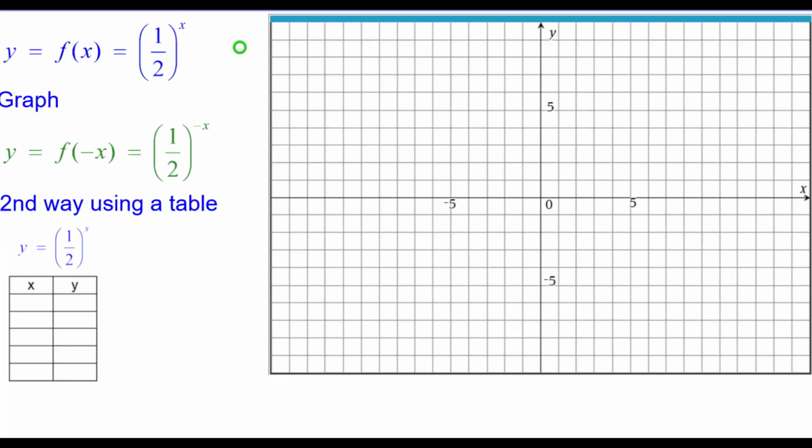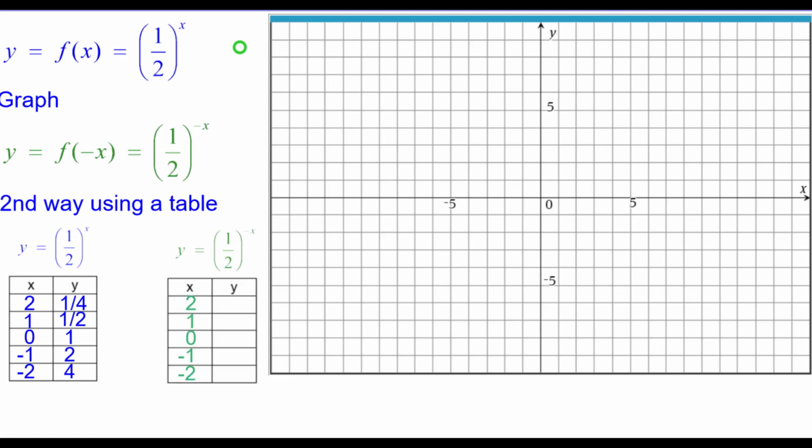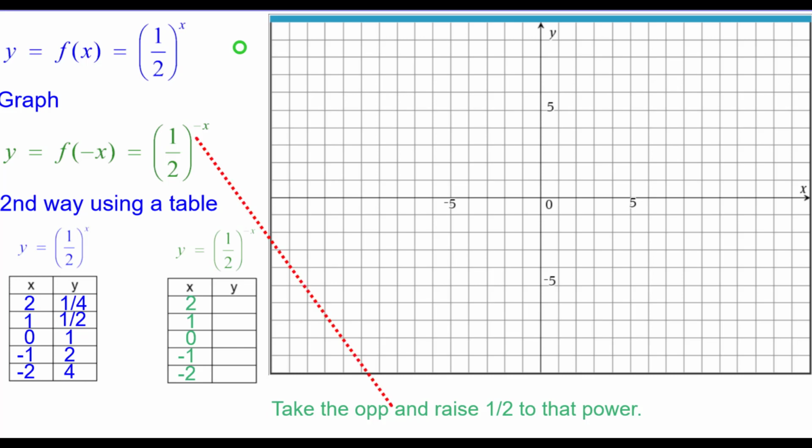Second way, using a table. Here are 5 values for y equals 1/2 raised to the x, keeping the x values the same. Remember, we're going to take the opposite of those x values and then raise 1/2 to that power. That's what the equation says. So 1/2 raised to the opposite of 2 makes 2 squared, because the negative makes the 1/2 reciprocal.